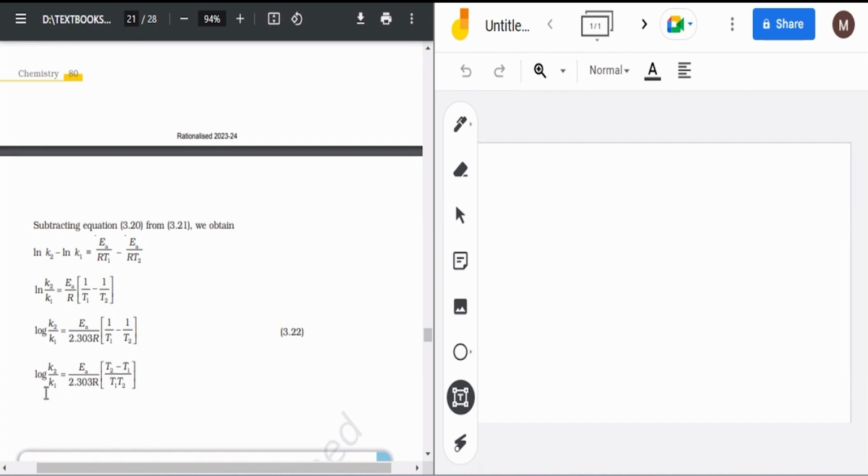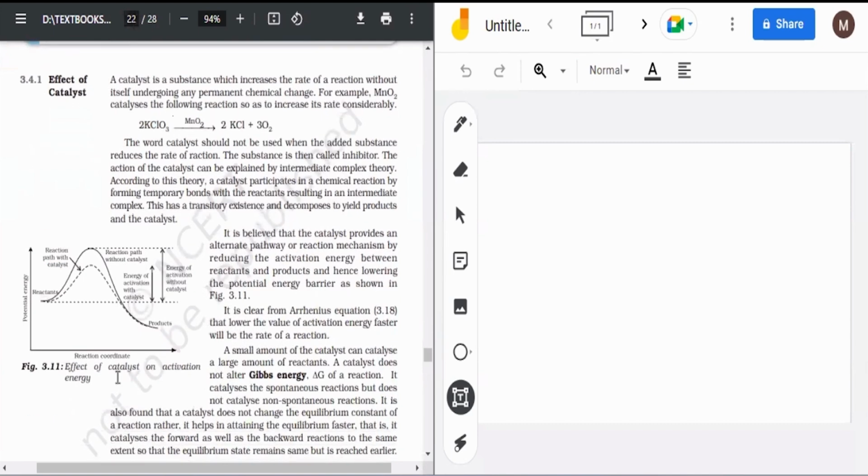You will be given the value of k1, you will be given the values of T2 and T1, and you will be asked to find the value of k2. मतलब आपको T1 T2 की वैल्यू दी जाएगी, k1 की वैल्यू दी जाएगी, और आपको k2 निकालने को बोला जाएगा. हो सकता है आपको k2 k1 T1 T2 दिया हो, आपको एक्टिवेशन एनर्जी निकालने को बोला जाए. So this formula is important actually. You can learn that if you want.